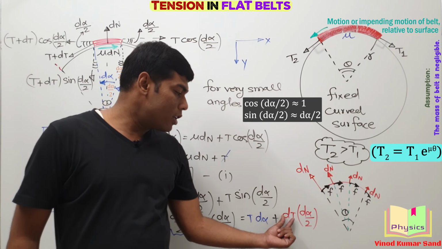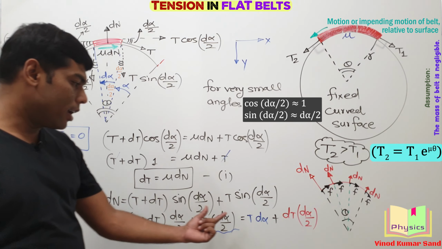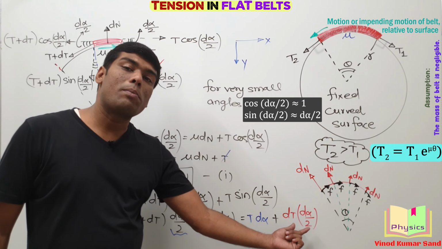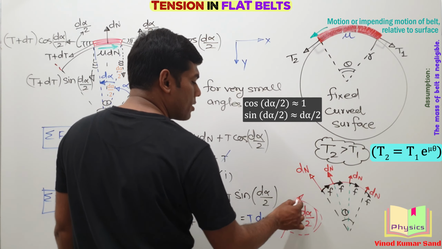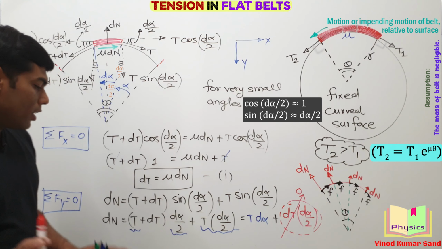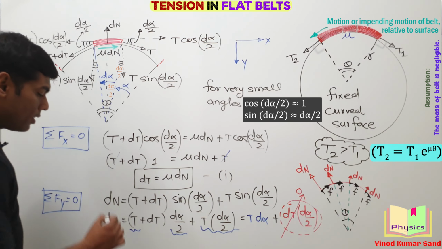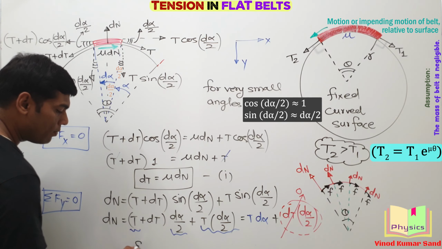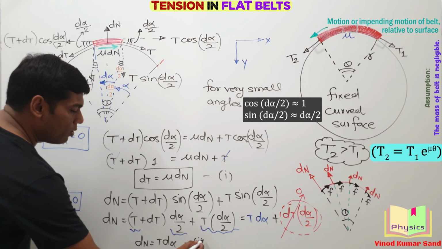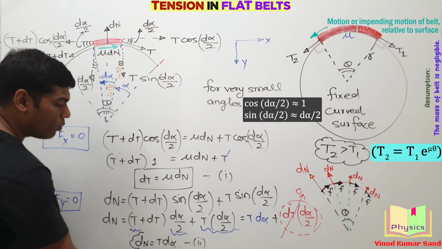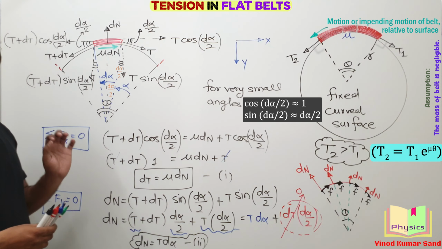If we have two very small quantities in multiplication with respect to the first order infinitesimals, their product will be negligible. So actually this term is neglected. This is tending to 0. Got it? So what we are left with, dn is equal to t d alpha. This is the second equation I wish to write. dn is equal to t d alpha. Call it equation number 2. Okay. Now simplifying equations 1 and 2, we will get our final answer.